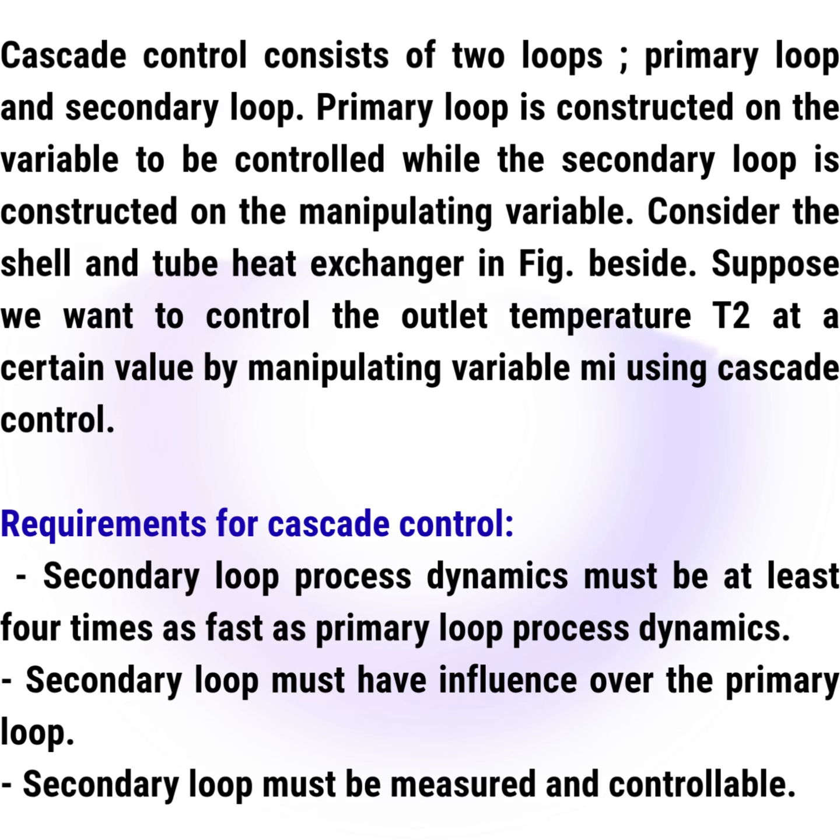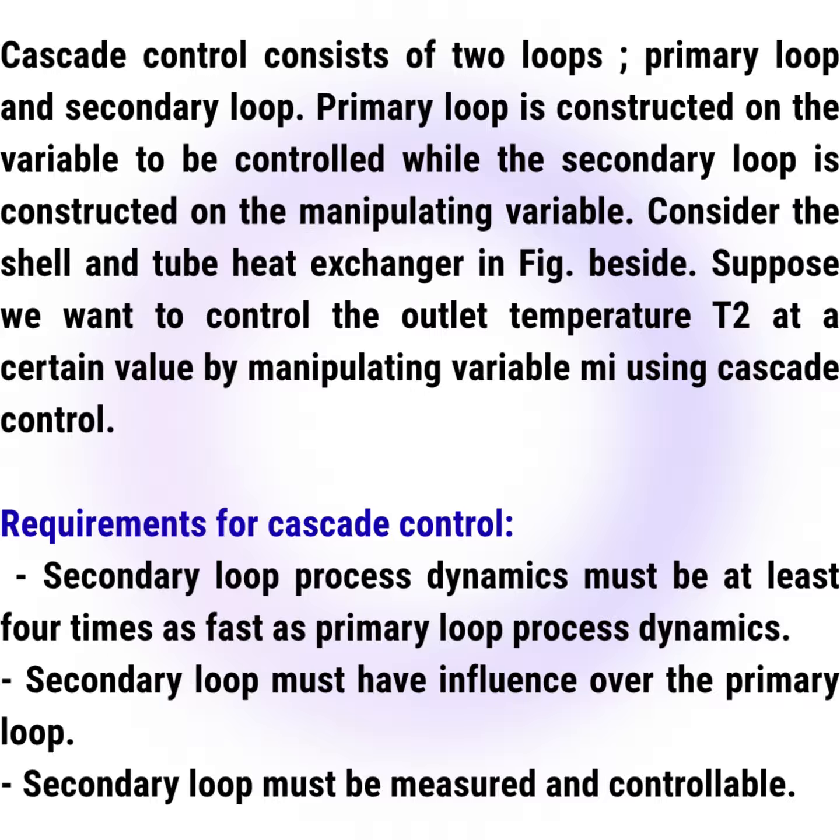Cascade control consists of two loops, primary loop and secondary loop. Primary loop is constructed on the variable to be controlled, while the secondary loop is constructed on the manipulating variable. Consider the shell and tube heat exchanger in the figure. Suppose we want to control the outlet temperature T2 at a certain value by manipulating variable μ using cascade control.